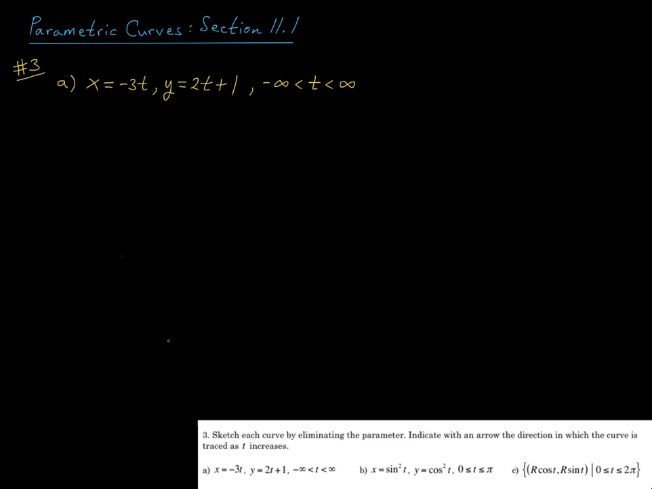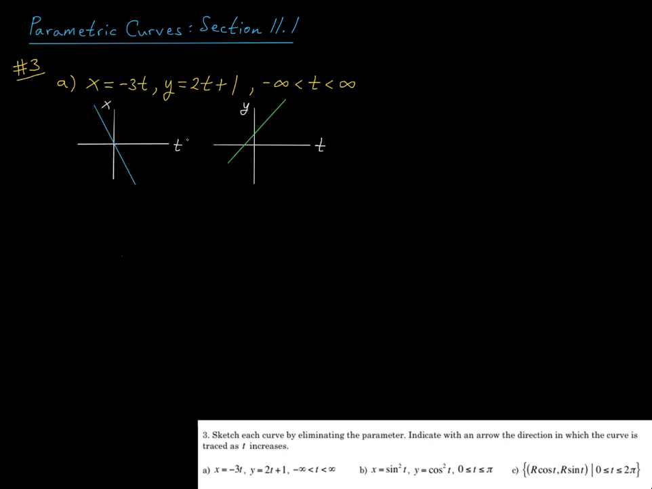All right, next up is question 3. It says, sketch each curve by eliminating the parameter. Indicate with an arrow the direction in which the curve is traced as t increases. So here we have that x is equal to negative 3t and y is equal to 2t plus 1, and t varies from negative infinity to infinity.